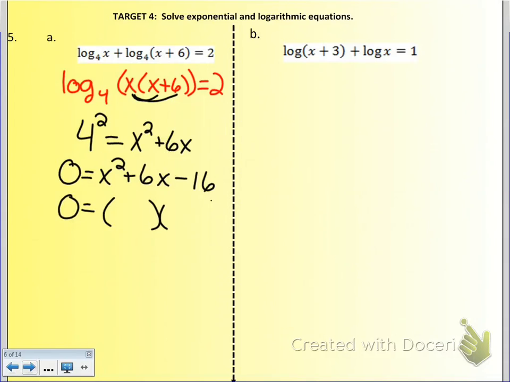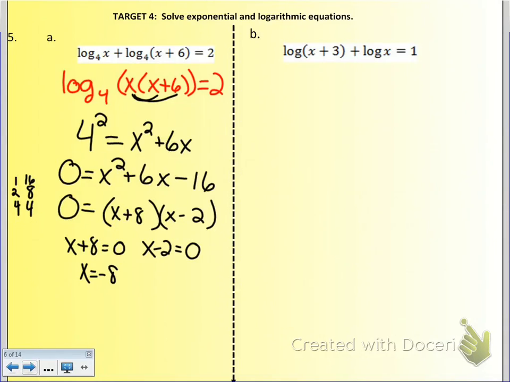Now, it's our old friend factoring. So what numbers multiply to be negative 16 and add to be positive 6? Got to think about it a little bit. 1 and 16, 2 and 8, 4 and 4. What combination works? Oh, yay! x plus 8, x minus 2. Then we need to solve both of those. So x plus 8 equals 0 and x minus 2 equals 0. x equals negative 8. x equals positive 2.